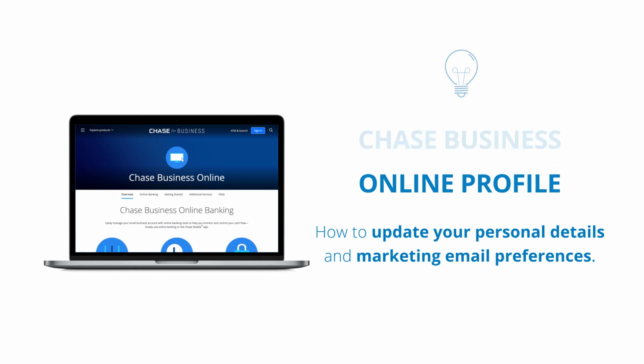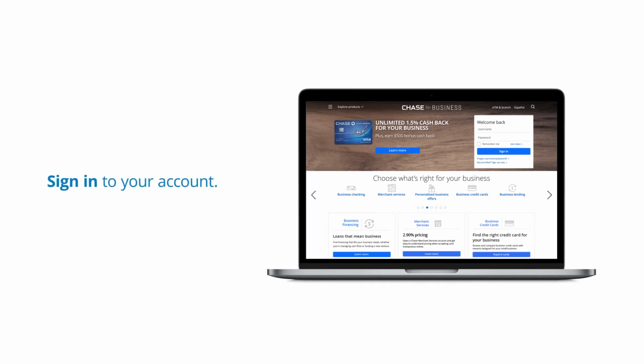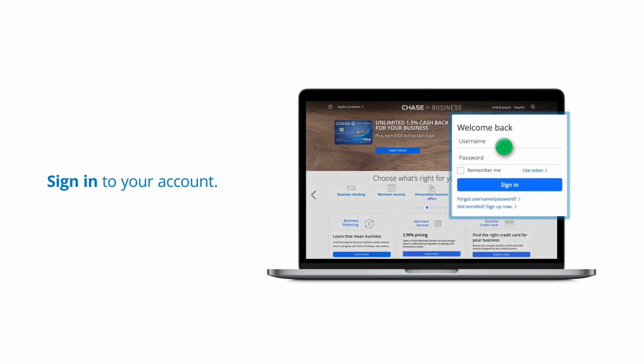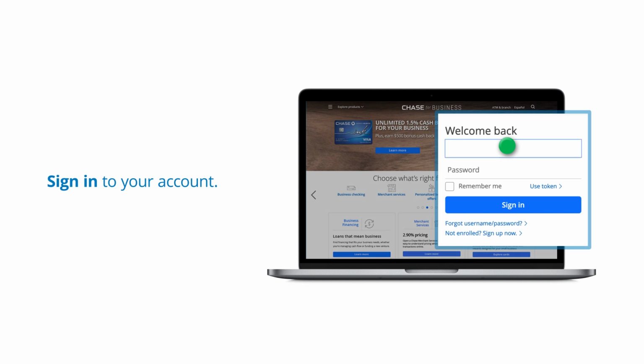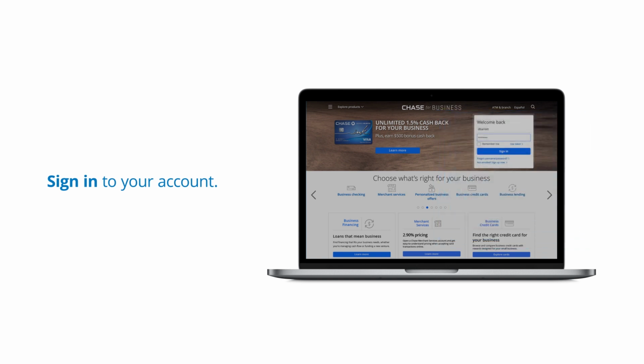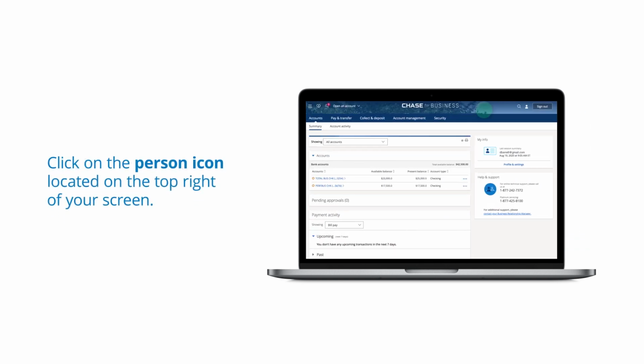The computer shows the Chase for Business banking website, which displays a dashboard with information and links regarding business checking, merchant services, personalized offers, credit cards, lending, and financing. Text, Sign in to your account. At the top right of the screen, a sign-in box offers fields for users to enter a name and password. A cursor fills in those fields and clicks on a blue button labeled Sign In. An account summary page appears.